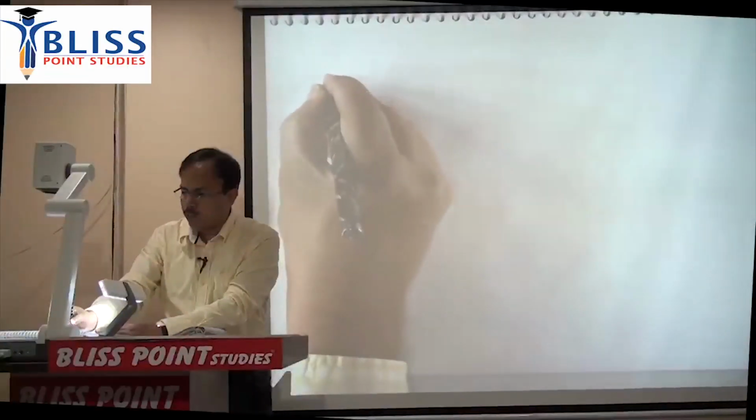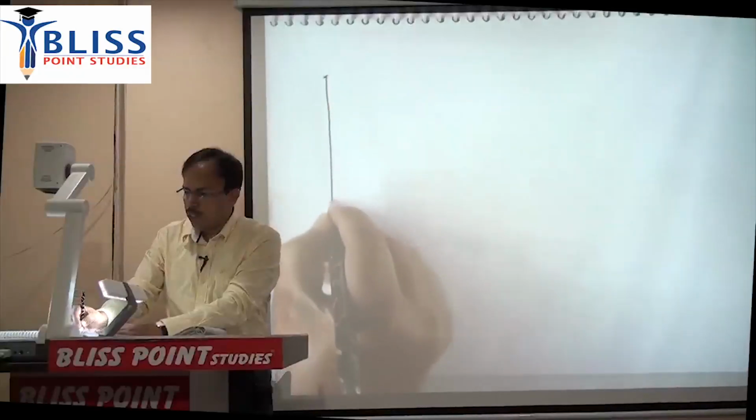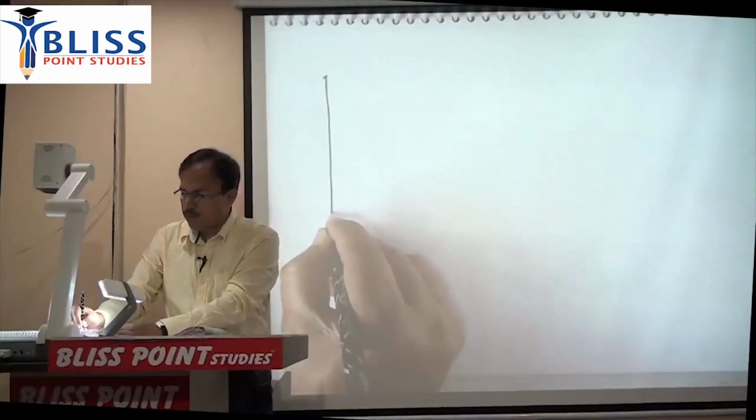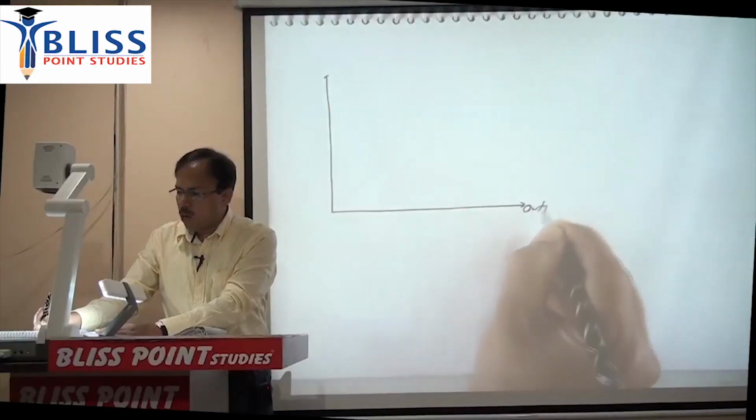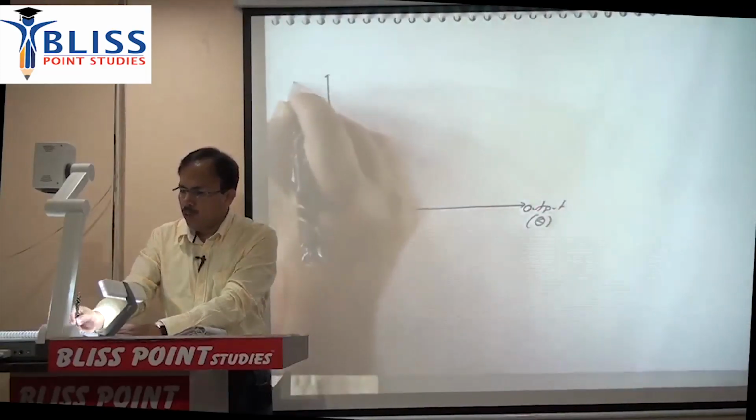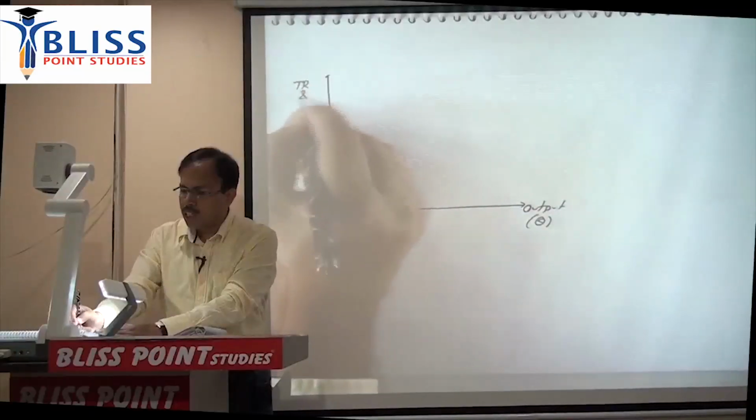If you are following the TR-TC approach, then on the horizontal axis you will write output or quantity, and on the vertical axis it is TR and TC.